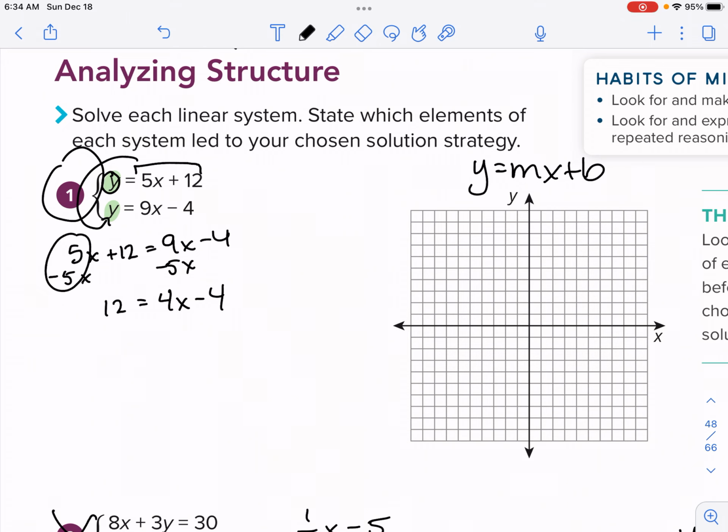We'll move the constants to the left. So I'm going to add 4 to both sides. We'll get 16 equal to 4x. If you divide both sides by 4, 16 divided by 4 is 4, and we have 4 equal to x. Now, some students think that we're done with this equation, and if you're solving a multi-step equation, you would be. But since we have a system with a variable x and a variable y, you also have to find what the y value is.